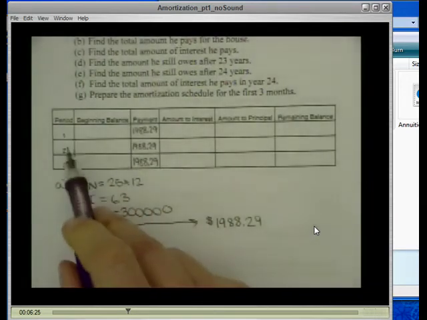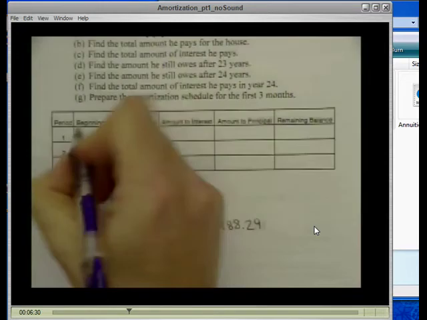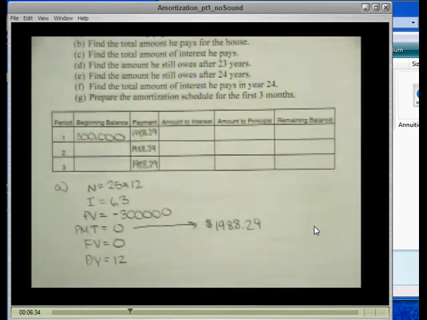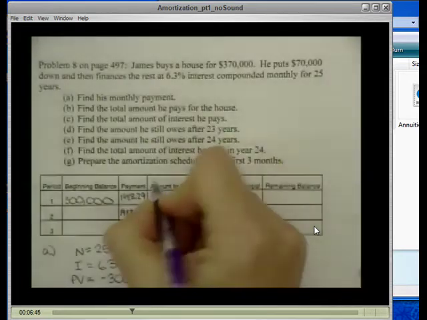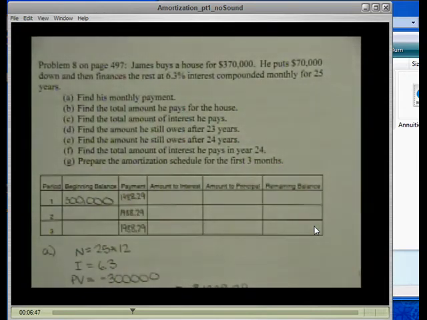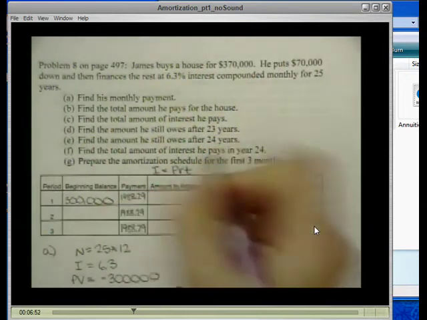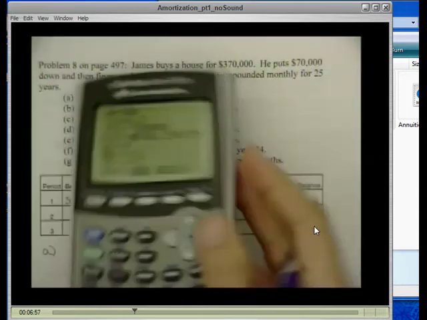Okay, so for period 1, the beginning balance, on your loan you start out owing $300,000. And then you make this payment of $1988.29, but some of it goes to interest and some of it goes to principal. And so we will need to figure out how much of that goes to interest. Well, we can just use the simple interest formula, because if we're just doing one period at a time, the interest is not being compounded.